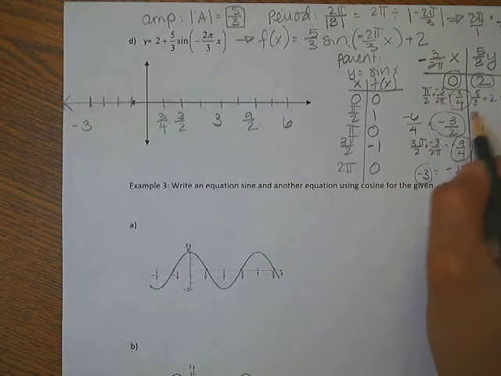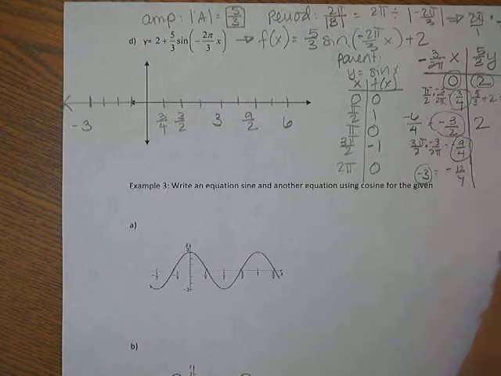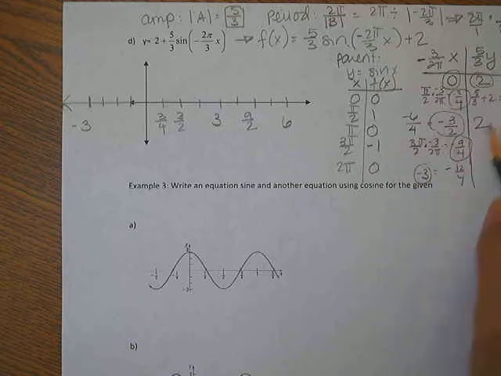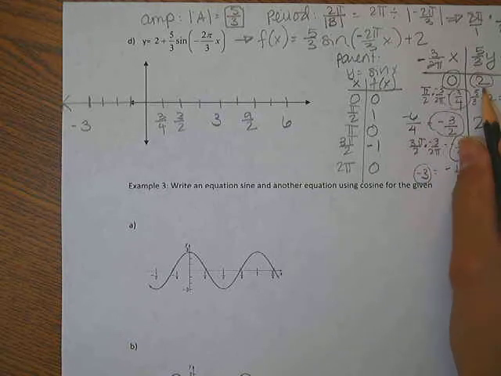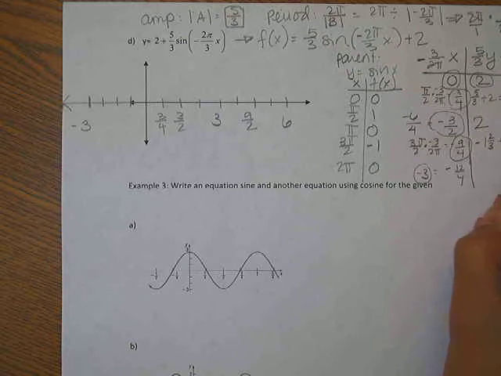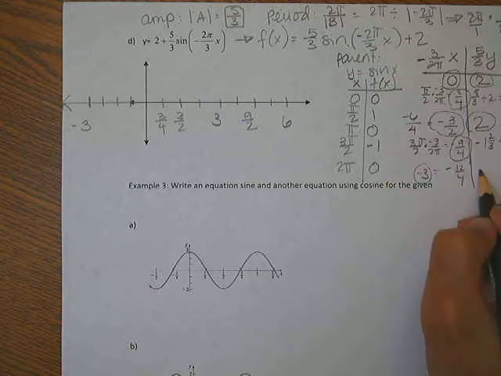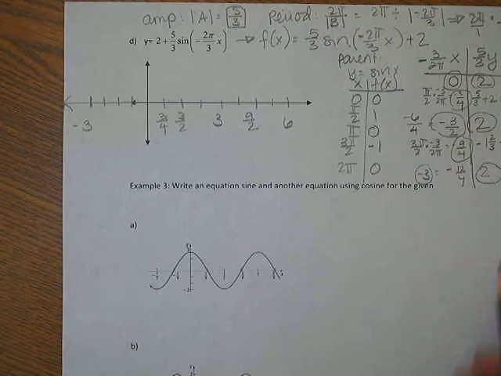Excuse me. 5 over 3 times 0 is 0 plus 2 is 2. 5 over 3 times negative 1 is negative 5 over 3. But if I were to put it in a mixed number, it's really negative 1 and 2/3 plus 2. Negative 1 and 2/3 plus 2 is going to be a positive 1/3. Okay, that's the output. And last one, 5 over 3 times 0 is 0 plus 2 is 2. So that's my last output.